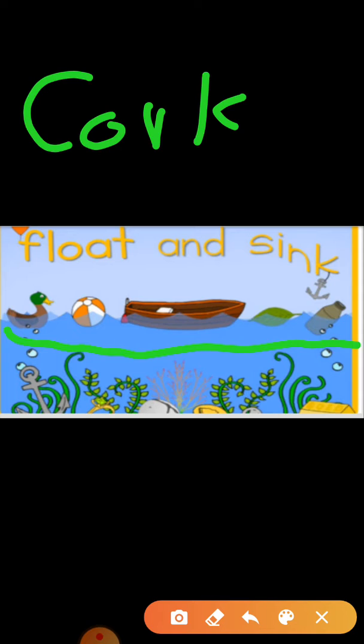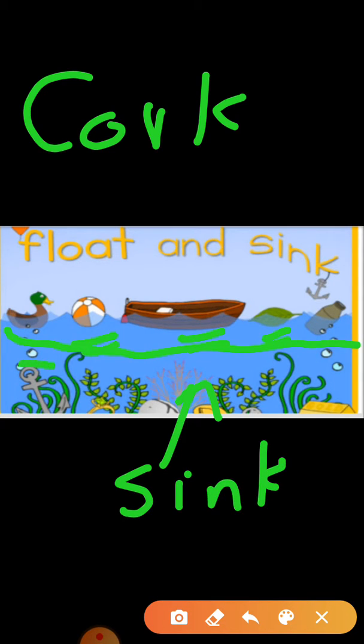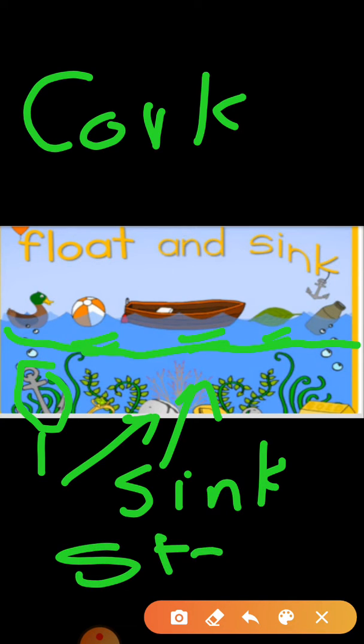Okay, so here we have ball, boat, leaf. Okay, but we have other objects here. They sink. We can see here this, it's like key. Okay, we have rocks, stones. The stones also, they are heavy, so they sink.